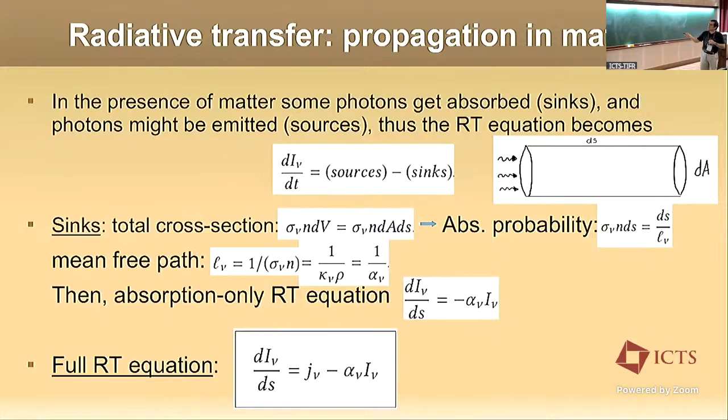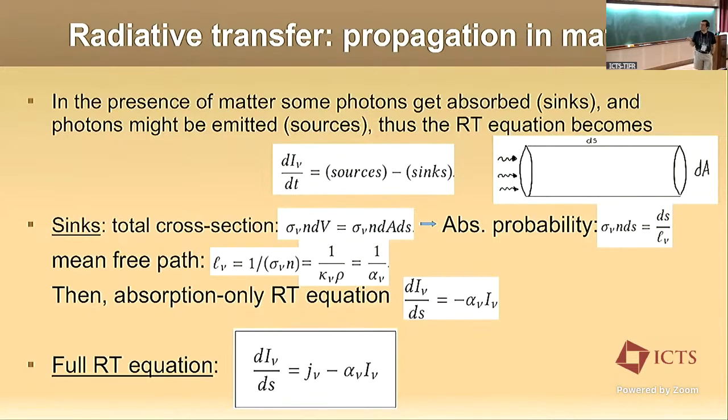So you can write this as ds over L nu, where L nu is something called the mean free path. And mean free path is a very simple thing. So if I'm the photon running through the room, how far can I get on average before I hit someone? That's the mean free path, literally. If you compare the two formulae, the mean free path is just 1 over the cross section times the number density of atoms.